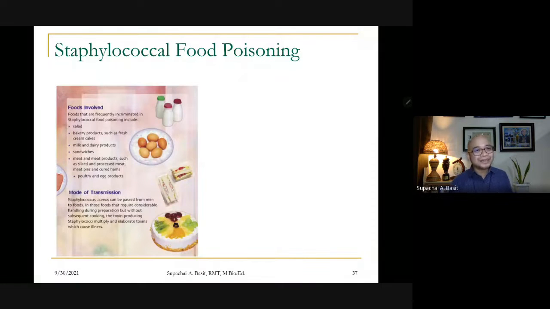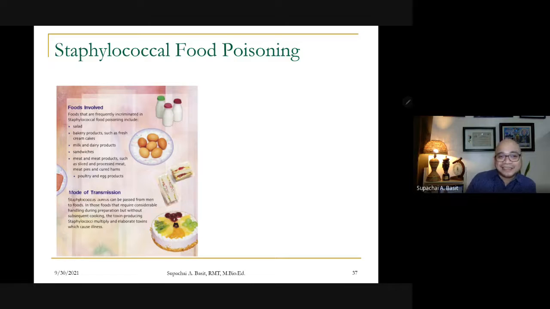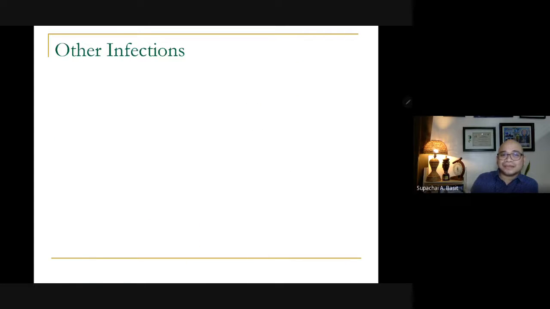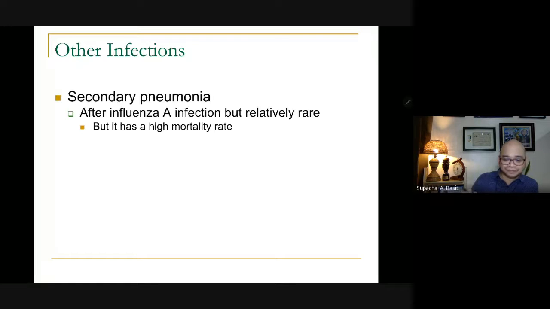So these are the foods that are mostly involved in staphylococcal food poisoning. Let's see if you're fond of any of these: salad, bakery products such as fresh cream cakes, milk and dairy products, sandwiches, meat and meat products such as sliced and processed meat, meat pies, cured hams, poultry and egg products, and so on. Again, enterotoxins are heat stable, and it is caused by unhygienic preparation of foods.